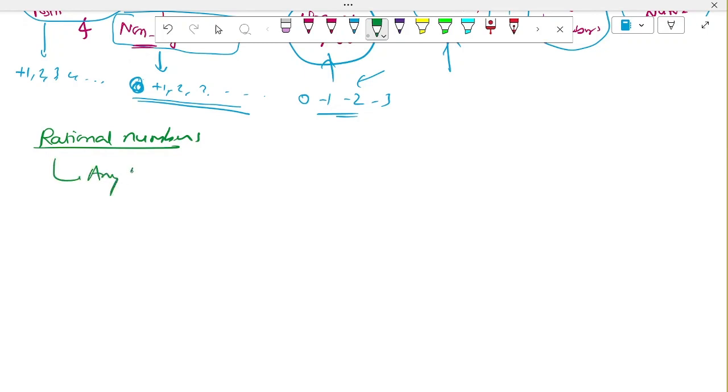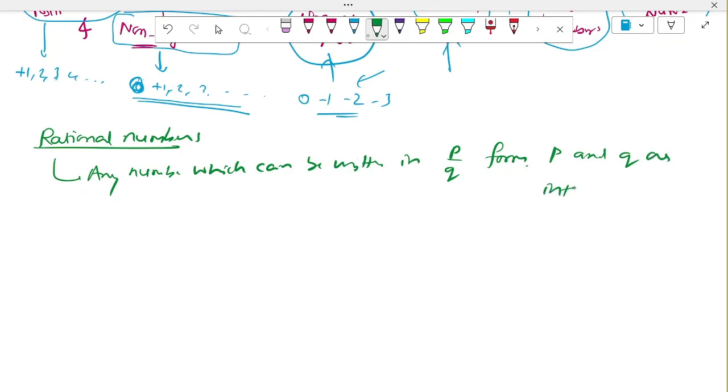Any number which can be written in p by q form, and p and q are integers, q is not equal to 0. This is just a definition, but I don't stop at the definition itself. I will give you examples also.